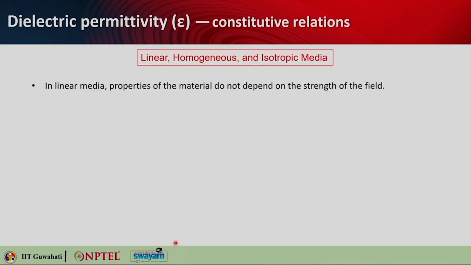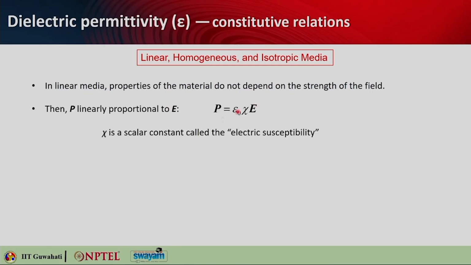Now we will define the constitutive relationships for linear, homogeneous and isotropic media. Whenever I say linear media, it means the properties of the material do not depend on the strength of the field, and something like here that polarization P is linearly proportional to the applied electric field. So P equals epsilon naught chi E. What is chi? Chi is a scalar constant. It is also called electric susceptibility.